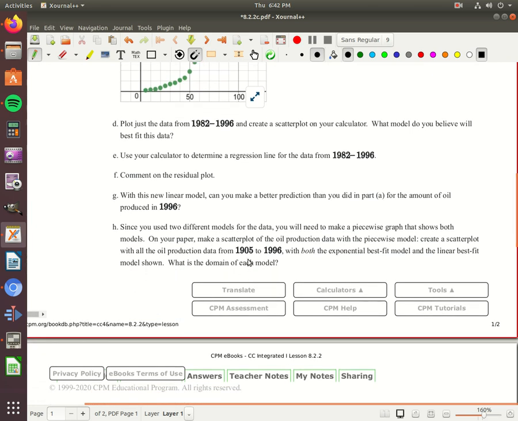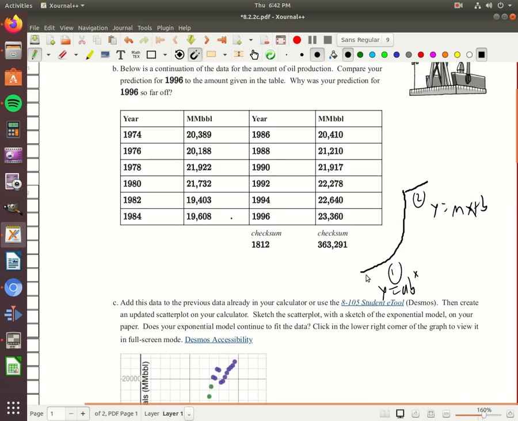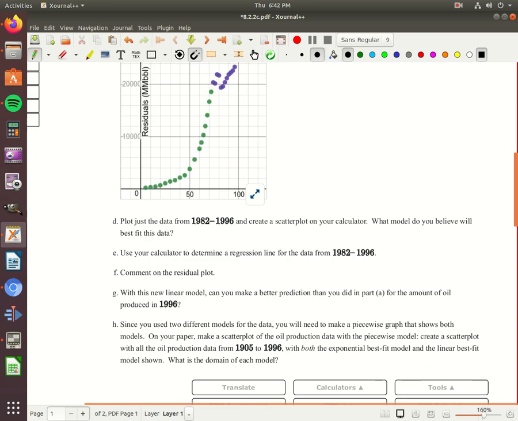So it says, since you use two different models for the data, you will need to make a piecewise graph that shows both models. On your paper, make a scatter plot of oil production data with a piecewise model. Create a scatter plot with the oil production from 1905 to 1996 with both the exponential best fit model and the linear best fit model shown, and then have the domain. And again, the domain here would go from 1900 to 1982, or 1992, I'm sorry, and then the domain here would be 1992 up. Or was it 82? I'm getting confused now. I guess it was 82 to 96, but yeah, I'm sorry.